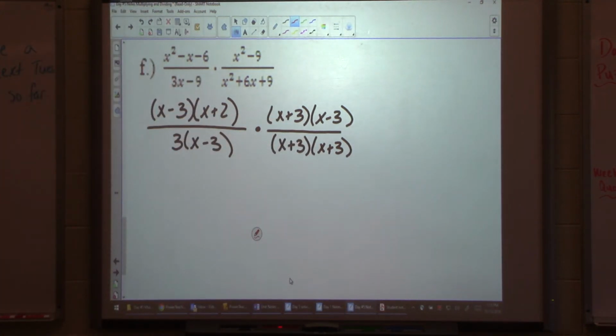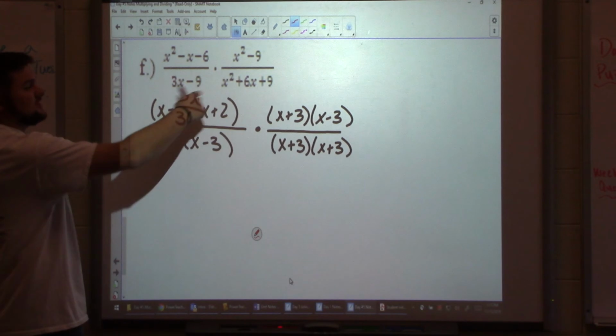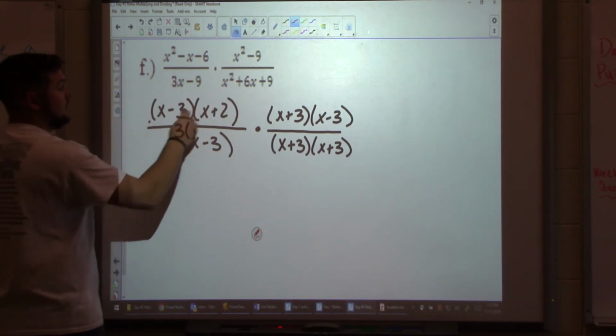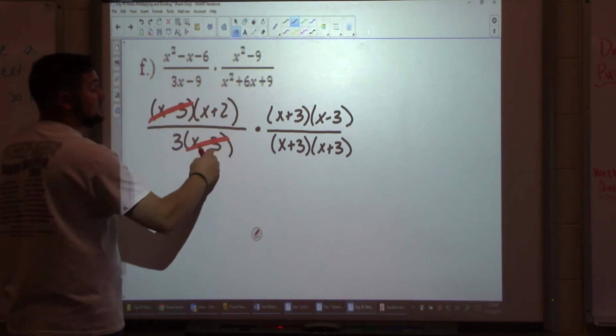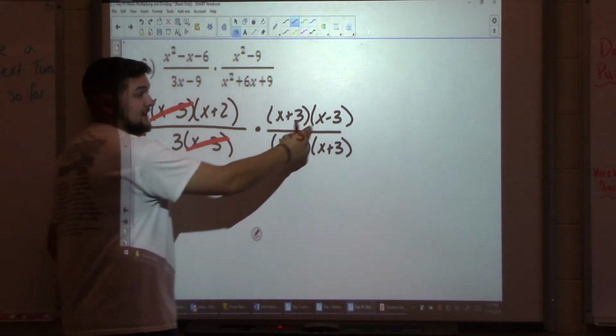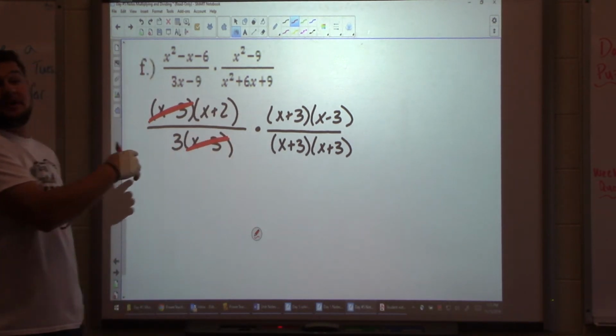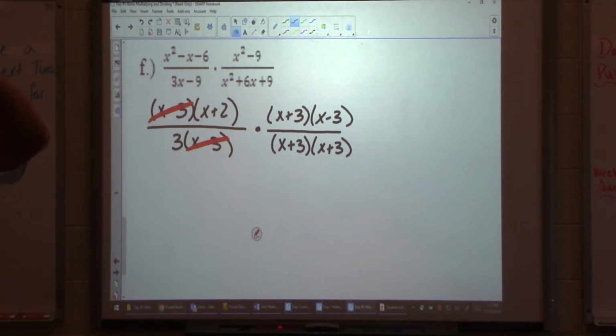What terms do I have on top and bottom that I can simplify? What do you got? What's the first one? X. Does it matter which x minus 3 I use? No. But guys, I can only simplify one of these. Right? I can't take both of these away to 1 on the denominator. One per numerator, one per denominator. They have to match up.